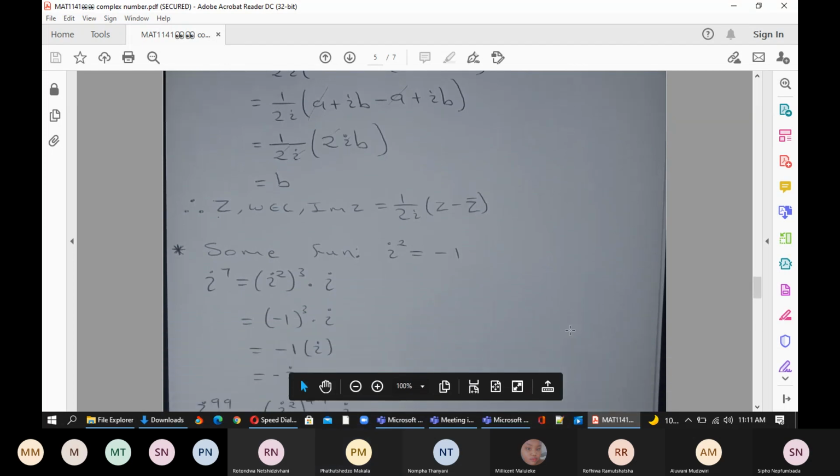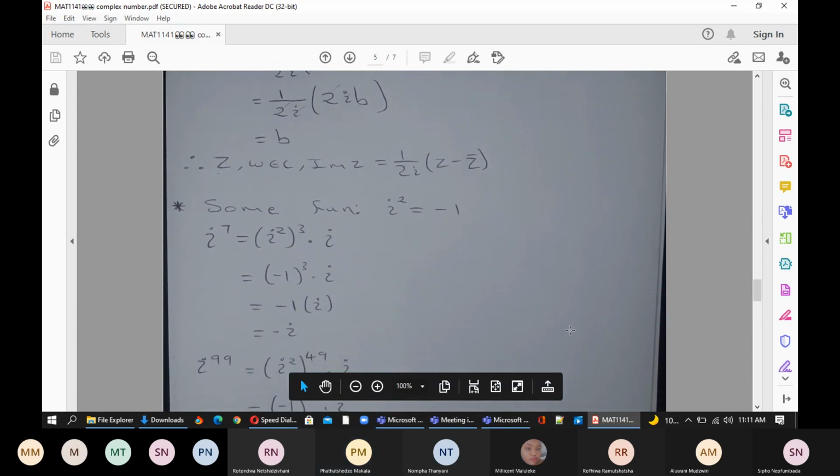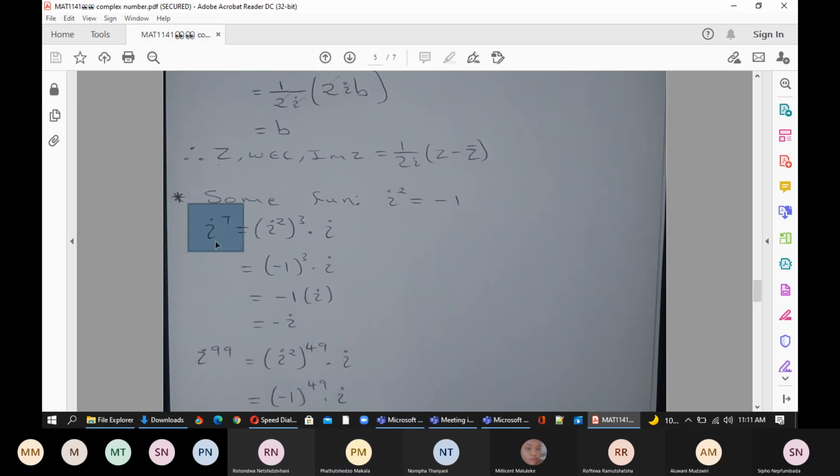Let's say i to the exponent of 7. You can write it as what? What do we need here from this one? We only know that i to the power 2 is equal to -1. So we have to represent this as i to the power 2. So this one is going to be equal to i to the power 2, all to the power 3, times i. We must have i at the end, and we must have i inside.